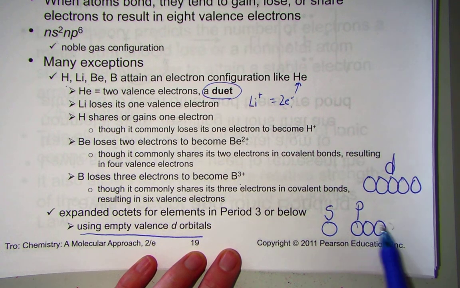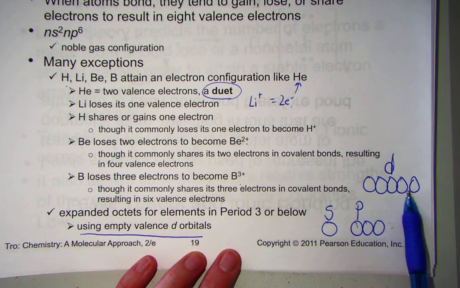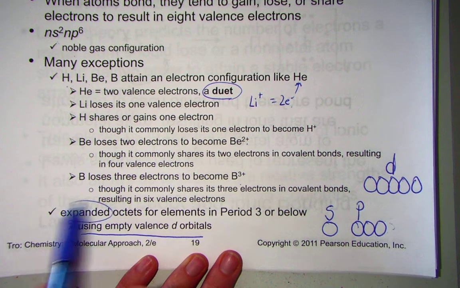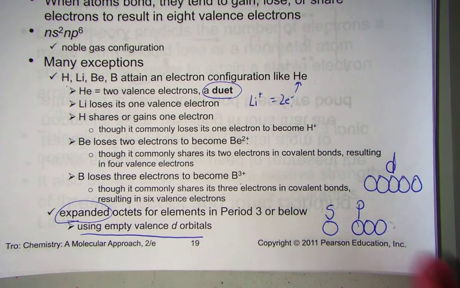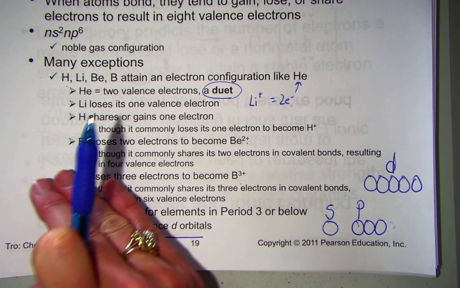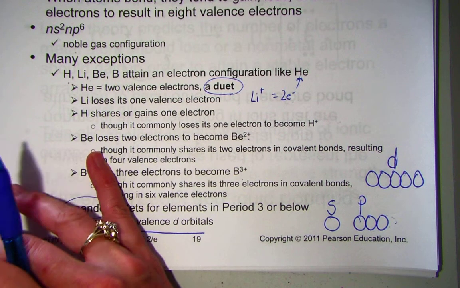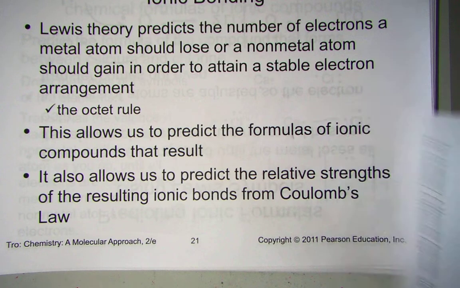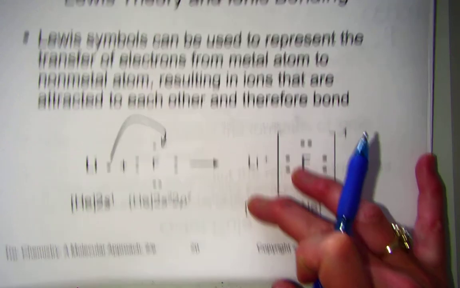Sometimes we can promote the p into an empty d orbital. That's what's known as expanding. Again, very rare. It's just kind of sharing that, and we'll do a few examples toward the very end of the chapter when we are told to expand the octet.